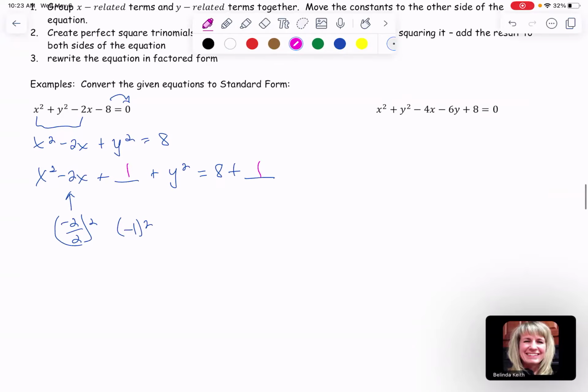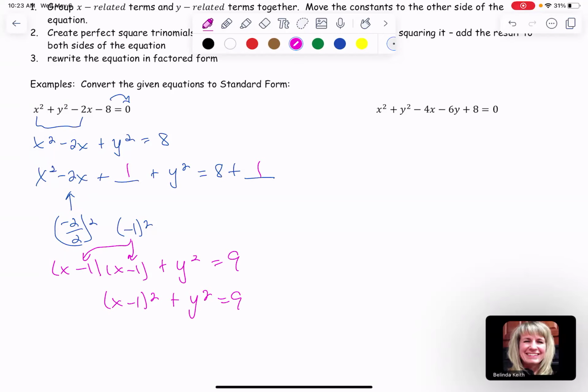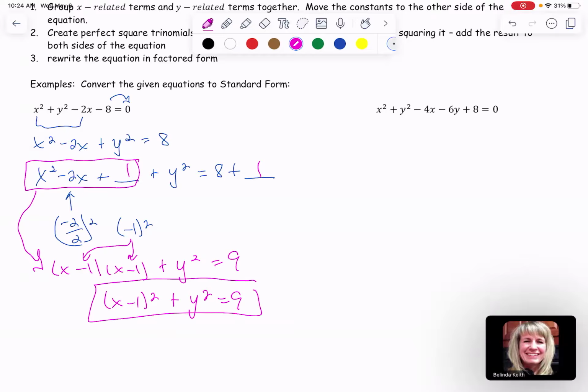So here, when you factor it, it's going to factor to be x minus 1 times x minus 1. Again, this right here is what's going to go inside those factors. It just works out that way every time. Plus y squared equals 9. So this is x minus 1 squared plus y squared equals 9. I factored this to get this, and we forced it to factor to be a perfect square trinomial. So this is the equation of the circle. Now I know the center is at 1, 0, and my radius is 3.